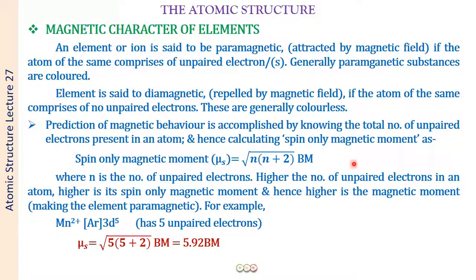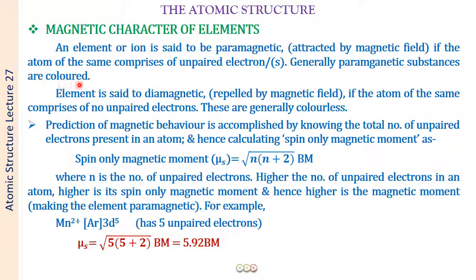When the atom comprises unpaired electron or electrons, this element or ion is going to be called paramagnetic, right? And what does paramagnetic mean? It means that it can be attracted by the magnetic field. Whenever we apply an external magnetic field, it is going to be attracted towards it. And generally such paramagnetic substances are colored.